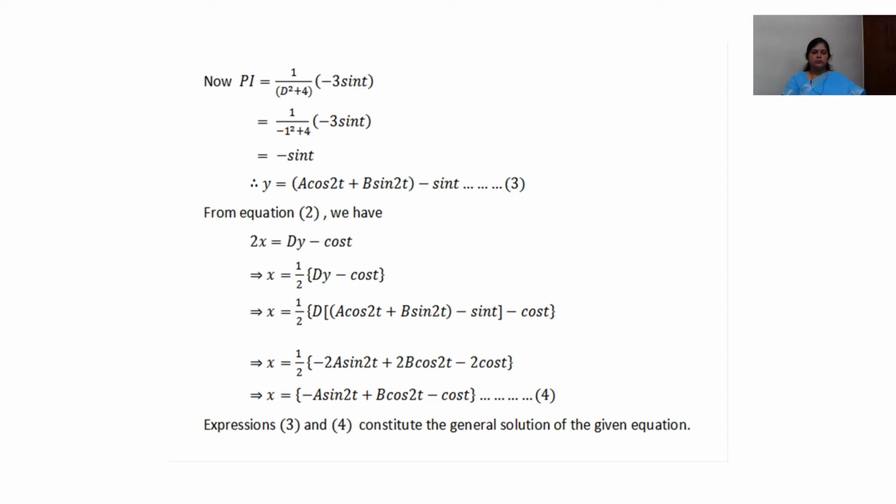Now if you take 2 common and cancel, we get the x value as minus a sin 2t plus b cos 2t minus cos t. So equation 4 gives the x value. The expressions 3 and 4 constitute the general solution of the given equation.